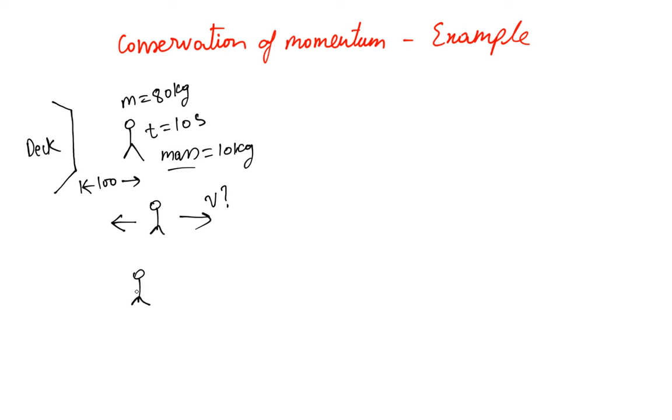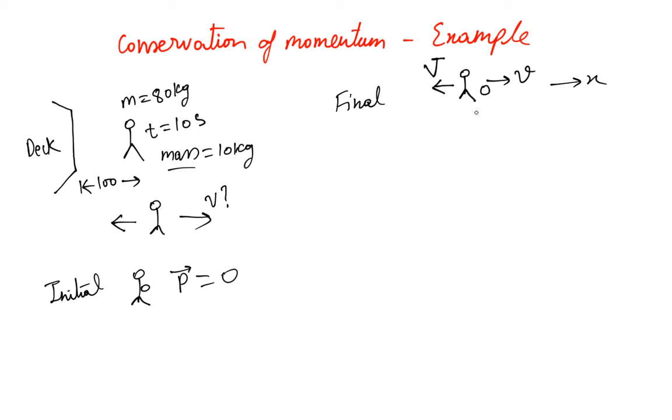Initially, what is the total momentum of the system? Let's say this is the ball. The initial total momentum of the system is 0. No one is moving, neither the ball, nor the astronaut. But when he throws the ball or the mass in one direction, let's say with the velocity v, he is recoiled towards the deck, let's say with a velocity capital V. Let's call this the x-axis. So this is the final situation.